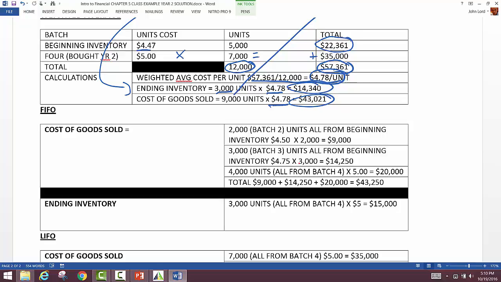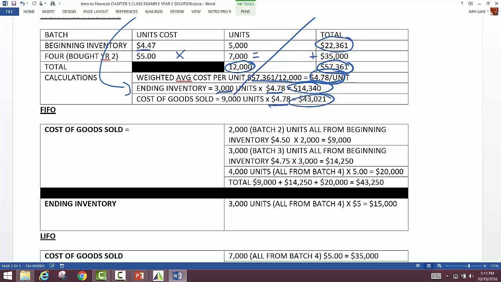Batch 4, we bought 7,000. Batch 1, 2, and 3 were in year 1. Batch 4 was in year 2. Batch 4, and we bought 7,000. We sold 9,000.